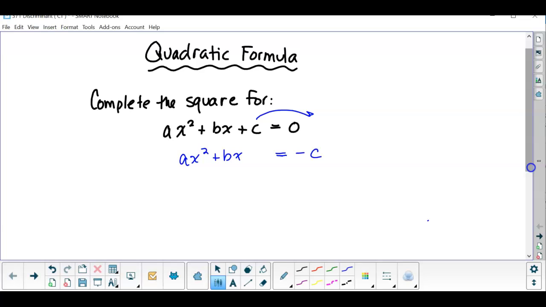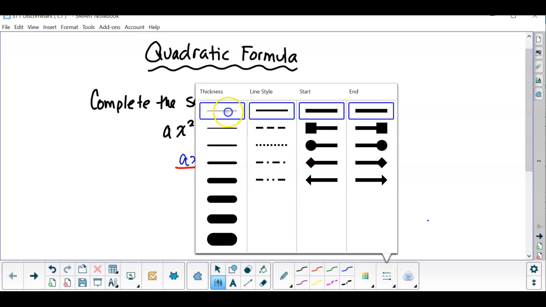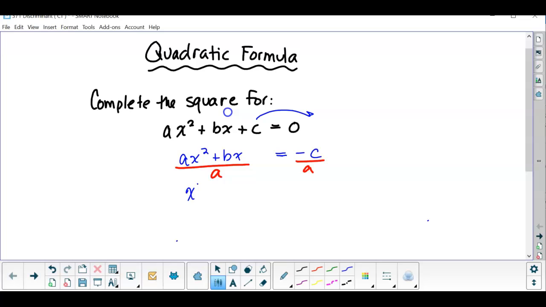Okay? Then, you divide it by the coefficient of x squared. So, both sides. Now, you could divide by a, both sides to start. Really doesn't matter. So, when you do that, what happens? You end up getting x squared, because a divided by a is 1, and then plus b over a x equals negative c over a. So now we have 1x squared, which is what we want.